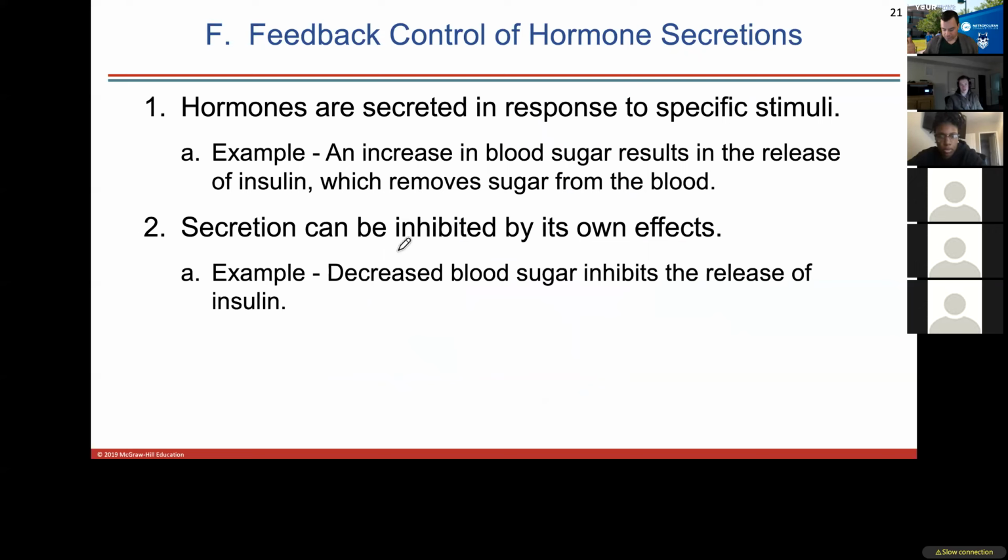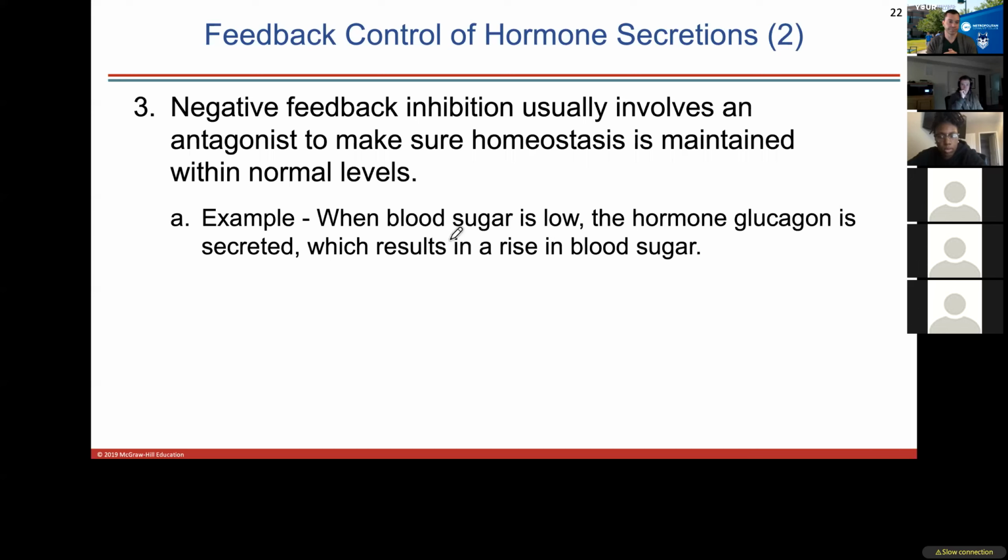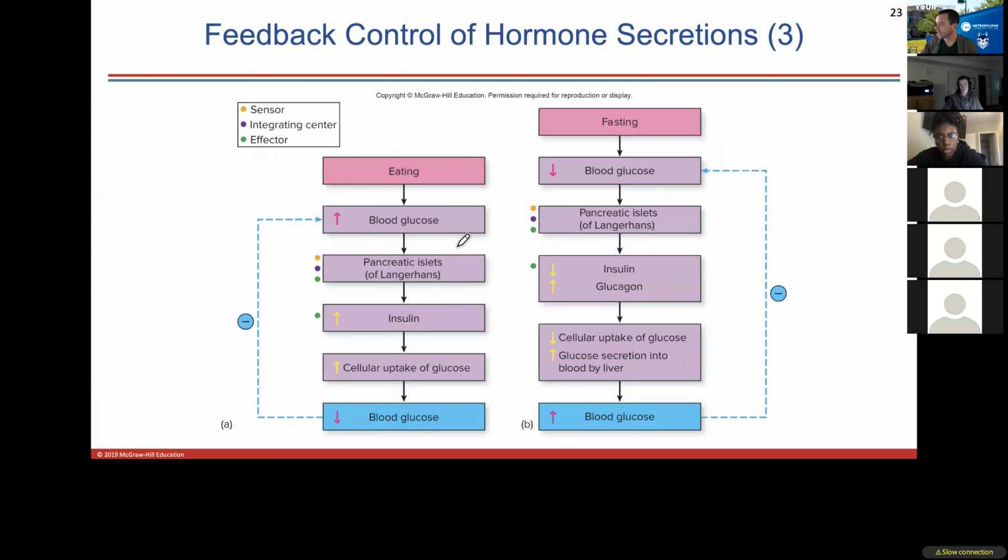Hormones, insulin, glucagon. We'll talk about that with sugars. I apologize, there's some repetition there. Feedback control mechanisms, negative feedback given. Just another example of showing you sensors, integrating centers, effector. Easy peasy, lemon squeezy.